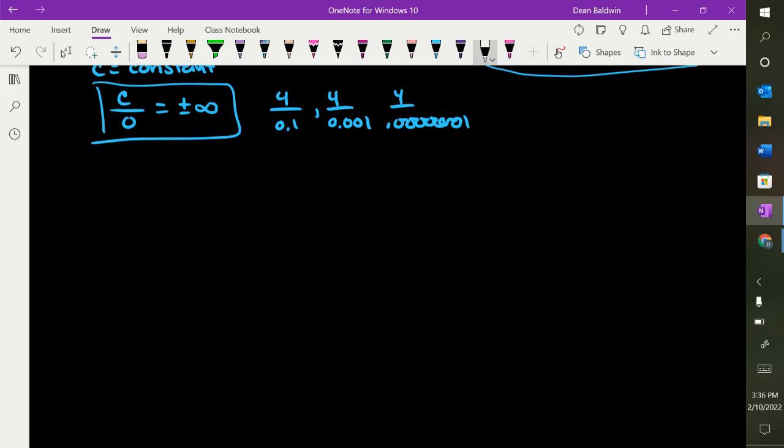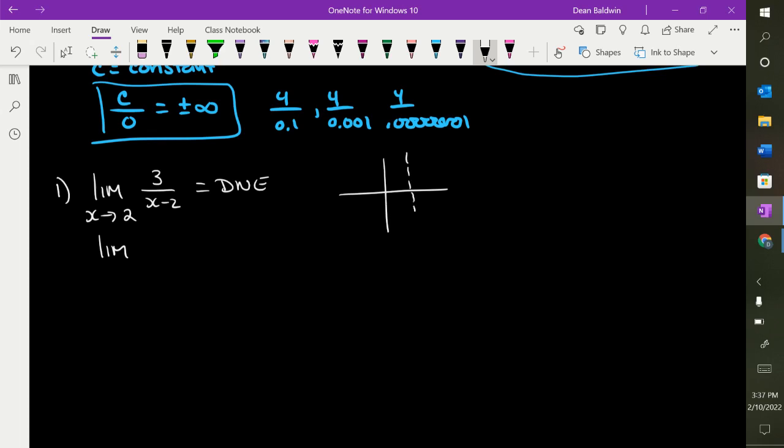All right, so the limit as x goes to 2 of 3 over x minus 2. Now, that we would say does not exist. But if I say, well, I want to know what's actually happening as we get close to 2, because I know that this is a vertical asymptote. I know on this graph at x is equal to 2, because it's a non-removable discontinuity from the last chapter, that we have a vertical asymptote.